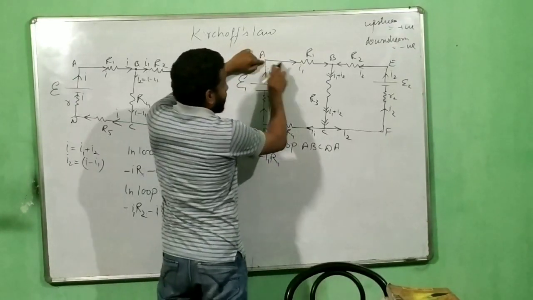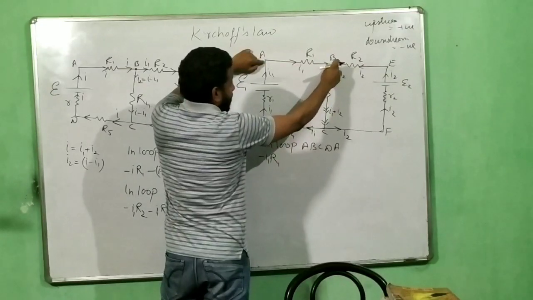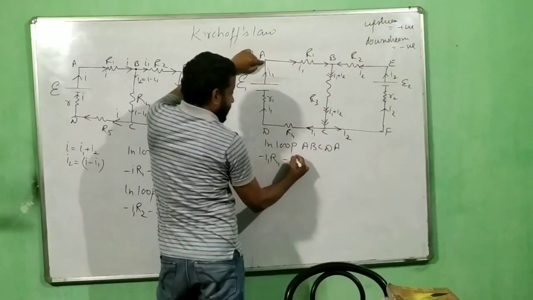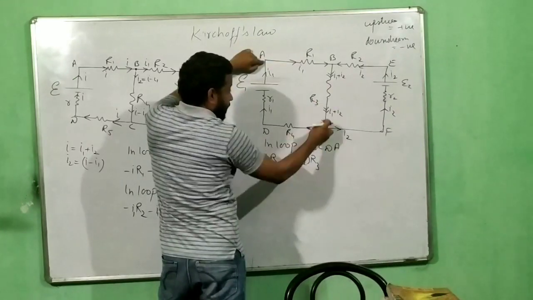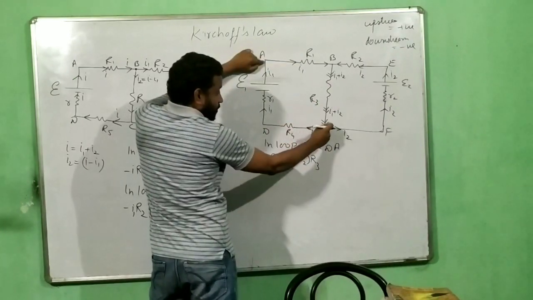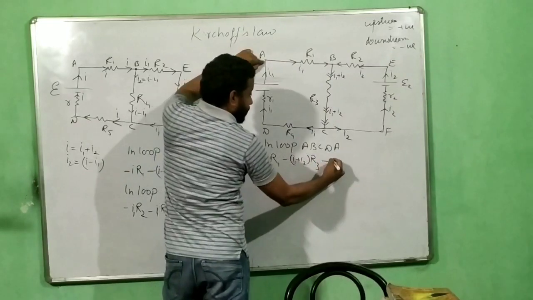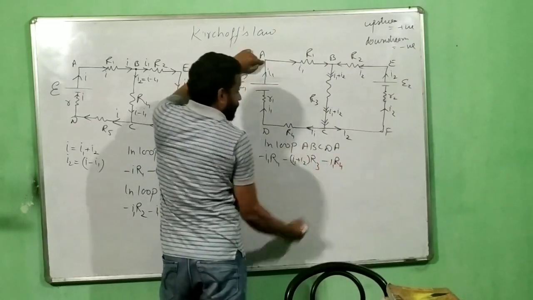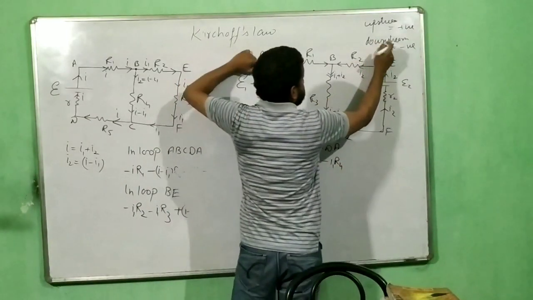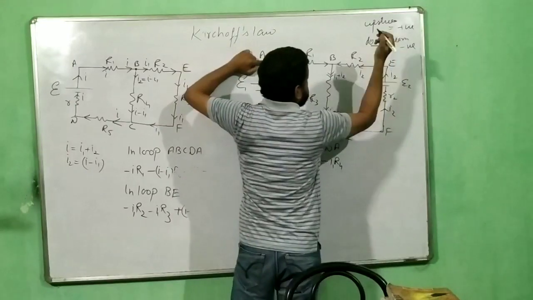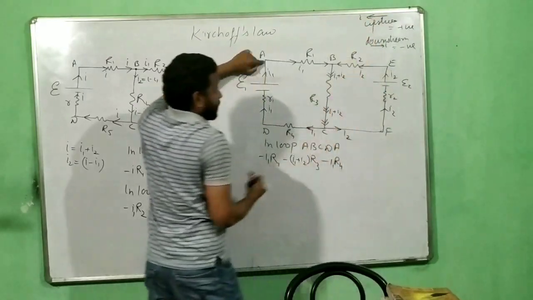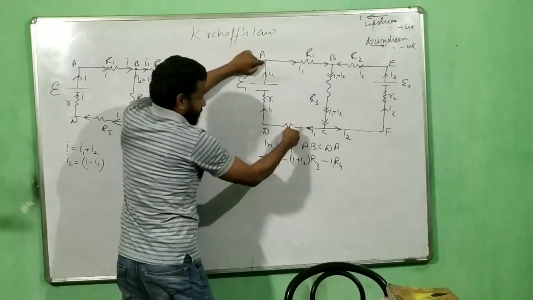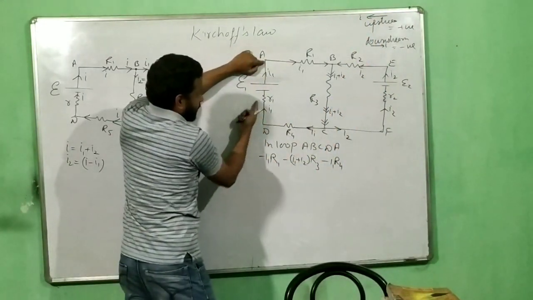Why? Because you are going downstream. Then again downstream, so minus (I1 plus I2) multiplied by R3. Then again downstream because you are going in the direction of current, so minus I1 times R4. Remember, downstream means you are going in the direction of current. Upstream means you are going against the direction of current.